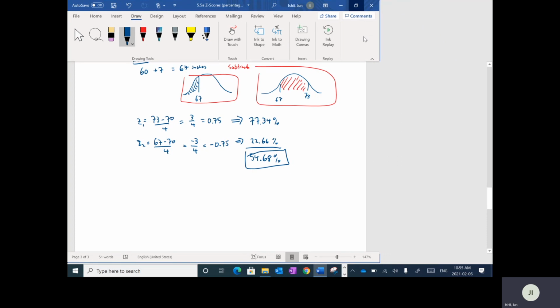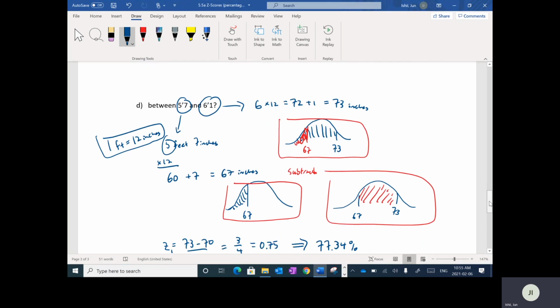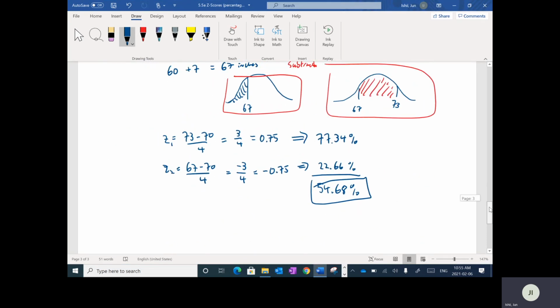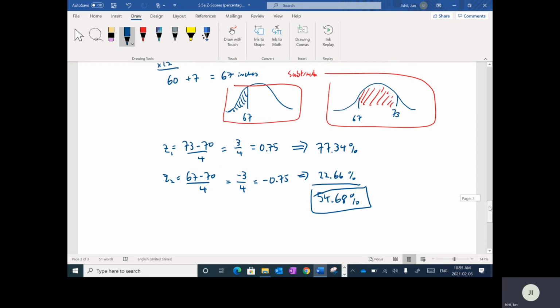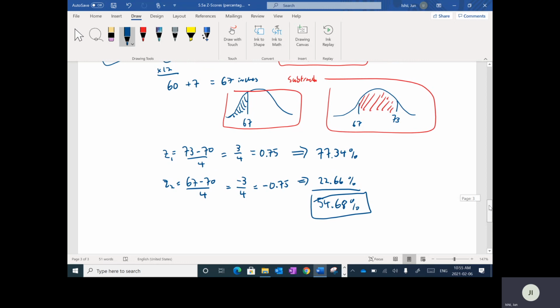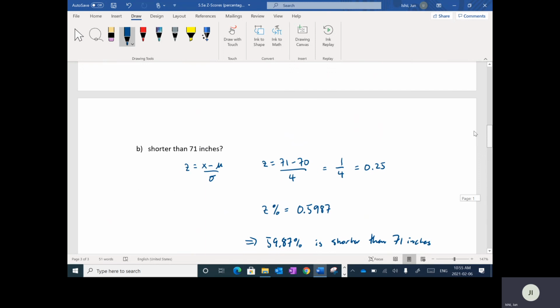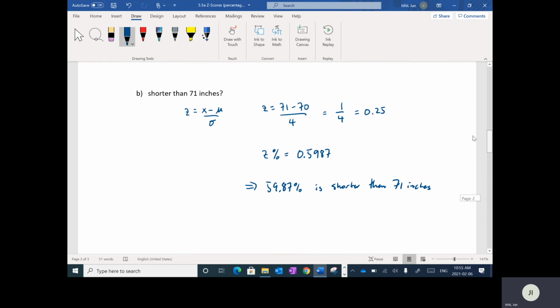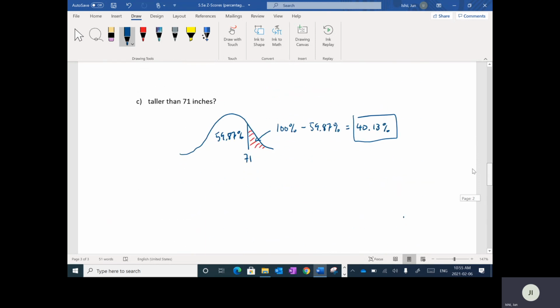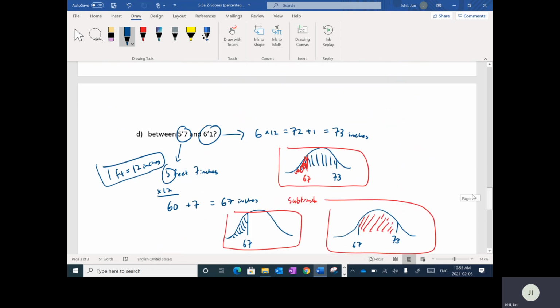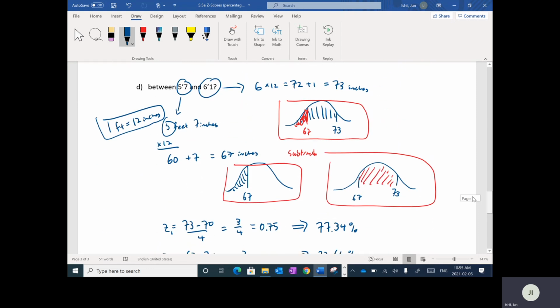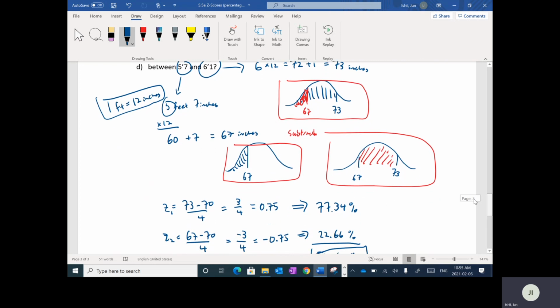So Z tables are what we need to use if we're trying to find values or percentages where the numbers themselves are not whole standard deviations away. Shorter than is the percentage that we just looked up in the tables. Taller than will be 100% minus the percentage that we look up in the tables. And in between, you look up both percentages and subtract them.